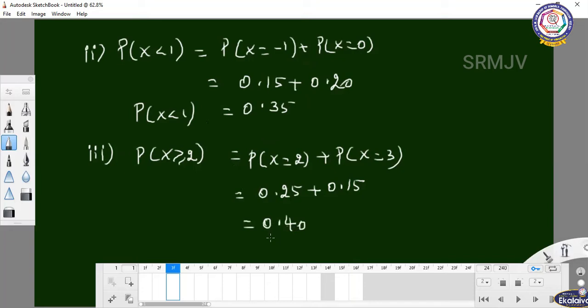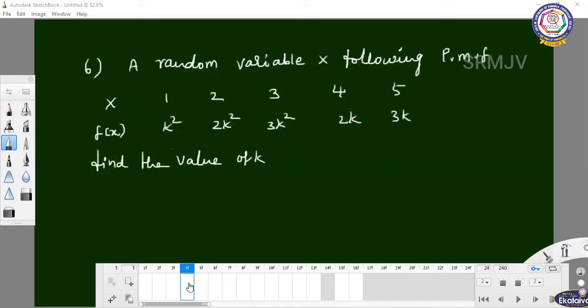Now we move on to the next sum, the sixth sum. It's an important sum. A random variable x follows the probability mass function with x values 1, 2, 3, 4, 5 and f of x values as given. Find the value of k.